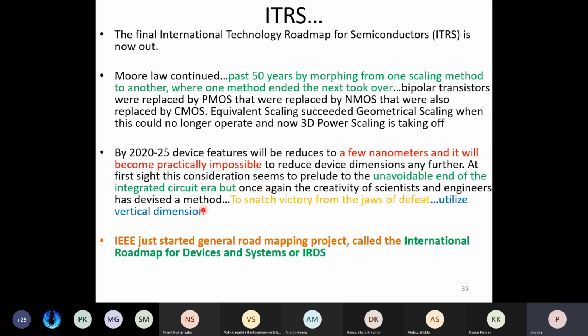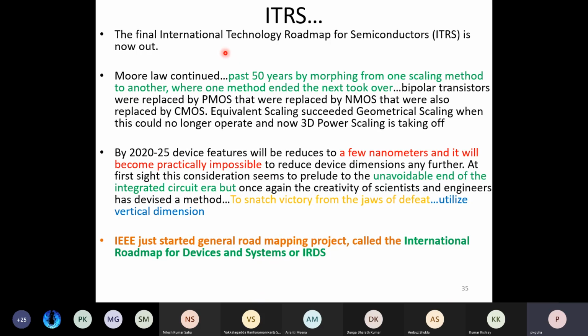So what people thought was that ITRS is not the platform to take us forward. So people developed a new platform to assess things, which is known as IRDS. Again, you should go to the IRDS website and learn more about their functionality. I think it started around 2015 or 2016, and it is done by IEEE. IEEE just started a general road mapping project.